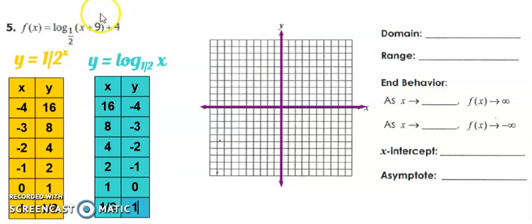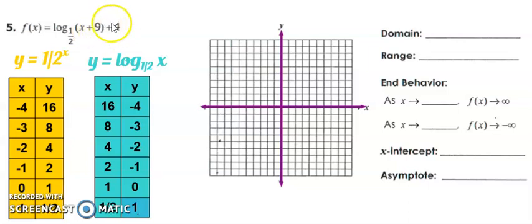So let's remember, this is our h. This is the one that moves the graph horizontally, left and right. In this particular case, we're going to move left 9. This over here is our vertical shifting. This is going to move up 4. So I've got to move my graph 9 units to the left and 4 units up.